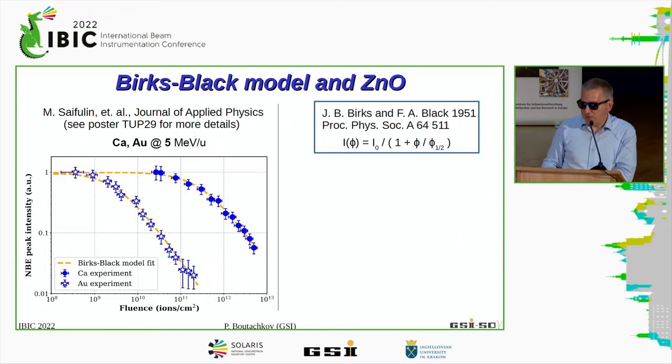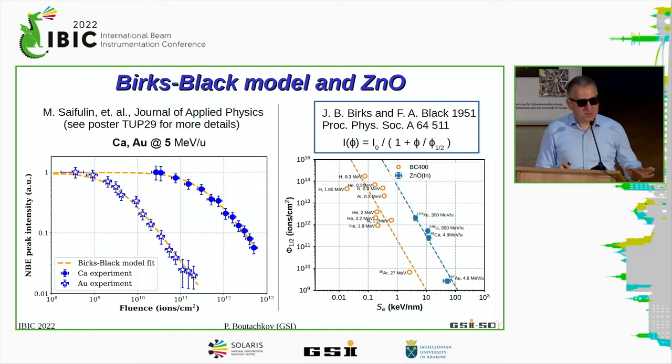So the discovery is that, yes, it follows this relation. Empirically, there are two parameters you fit. This is the initial intensity, I naught, and phi 1/2. In phi 1/2, we have the physics, the damage cross section, and so forth. But the important point is that if you now plot phi 1/2 versus the energy deposited into the material, you see this correlation. It is the blue points. For reference, there are the literature values from BC-400. So this is one of the discoveries we have, and this is what Maxim showed in his paper yesterday. So we can predict the damage too.